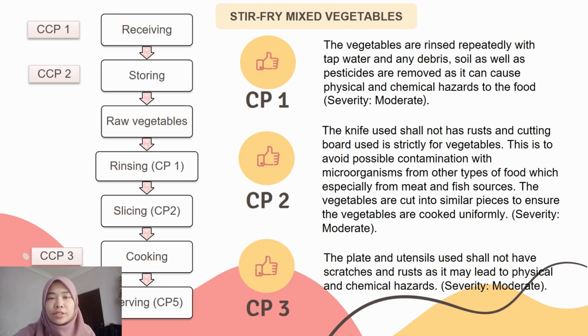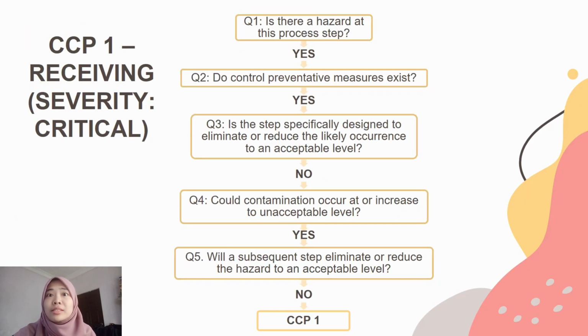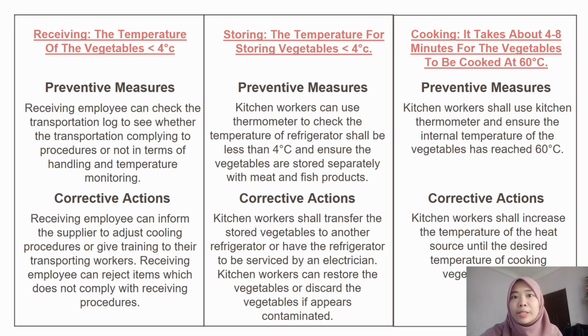The next dish is the fried mixed vegetables. In total, there are 3 critical control points. The first critical control point is at the receiving stage. In the receiving stage, the critical limit is the vegetables shall be received at a temperature less than 4 degrees Celsius. The receiving employee can ensure the vegetables meet the temperature by using a thermometer. If the vegetables received are more than 4 degrees Celsius, the receiving employee shall reject the transported vegetables because there is potential of biological hazards.